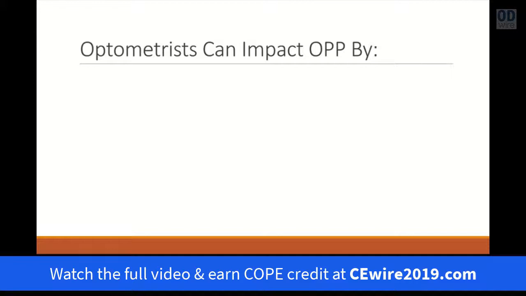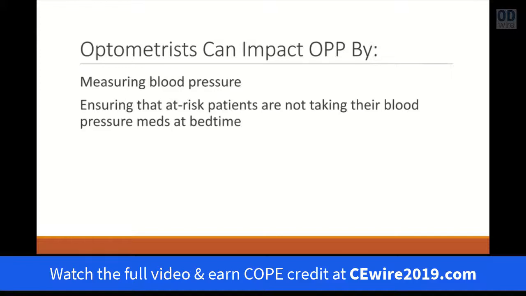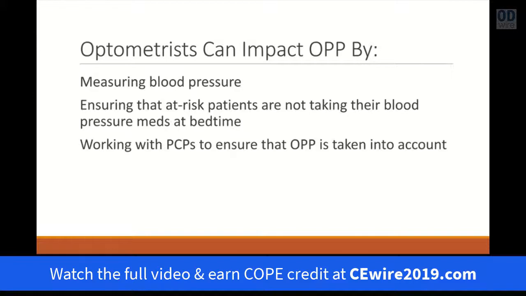So if we look at this as optometrists, how can we impact this relationship? Well, we have to be aware of it. We need to measure blood pressure so we can find those patients not just with high blood pressure, but those with low blood pressure. We need to talk with PCPs about our patients and ensure that our at-risk patients are not taking their blood pressure meds at bedtime. Now, I talk to my patients about this all the time, but I always take their primary care doctor into account. I don't just tell them willy-nilly to start taking their blood pressure meds in the morning. I like to form that relationship with the PCP.